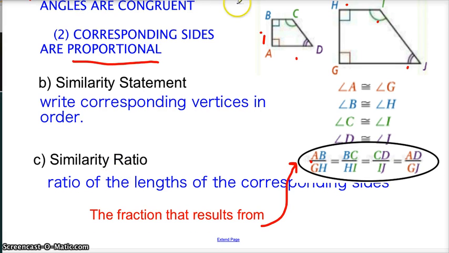The similarity ratio is the ratio, a ratio is a fraction, of the lengths of the corresponding sides. This fraction results from setting up your extended proportion here. So as you set up the fraction of each corresponding side length, all of these will reduce to something. So in the example I just erased where I had 1 to 2 and 2 to 4 and 3 to 6 and 5 to 10, all of those would reduce to the exact same fraction, and that fraction is the similarity ratio.